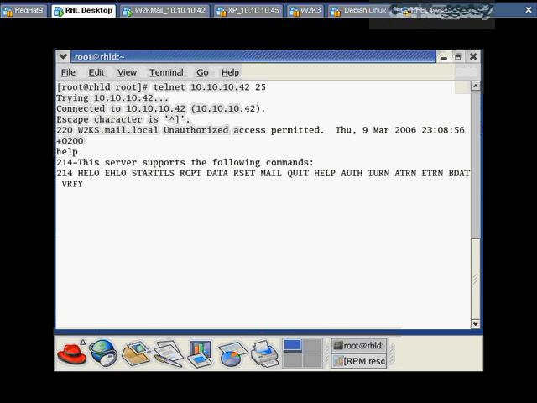I'm going to type help. Remember, that's what we commonly do to see what kind of commands it'll accept. I see hello, extended hello, start TLS. I see several different things here. Let's just do a hello localhost, and this is going to see whether or not it's going to be able to send a message back to me. And it says nothing.